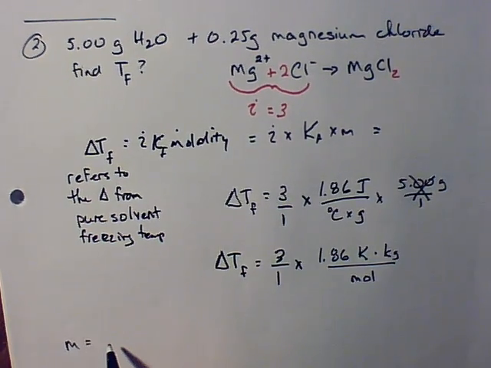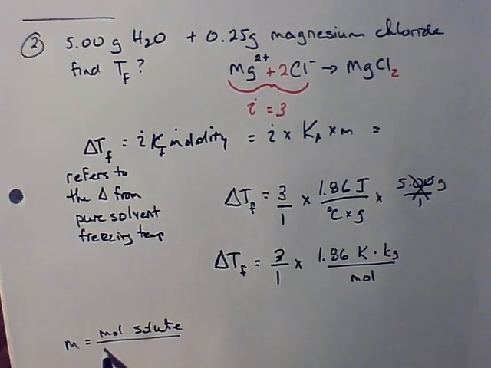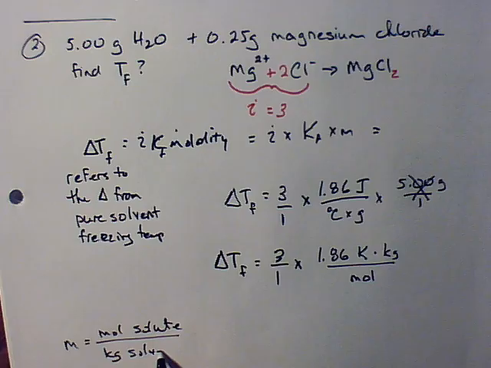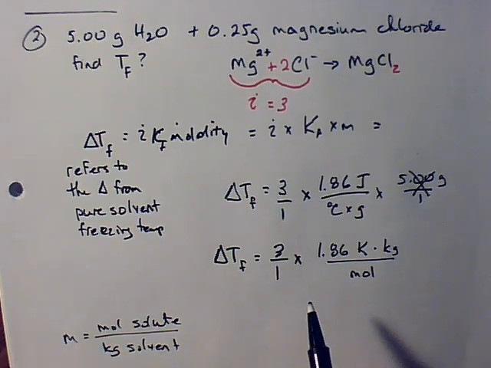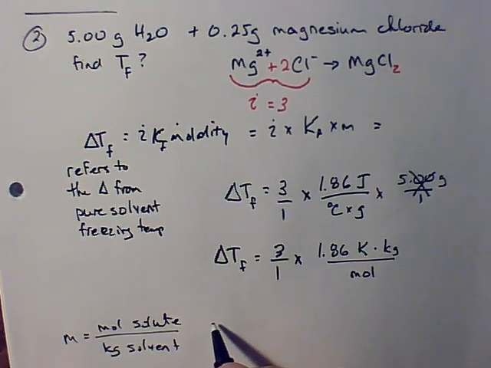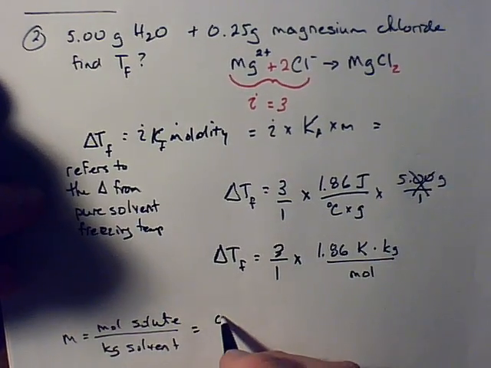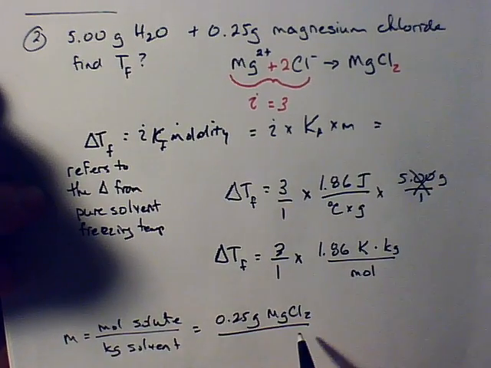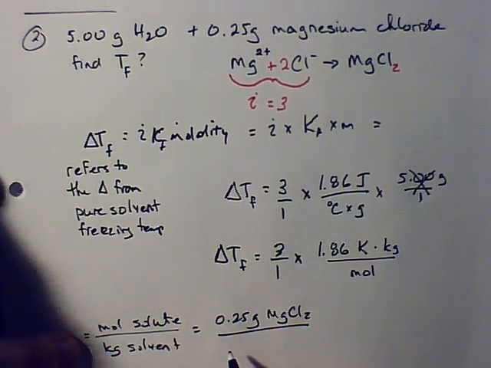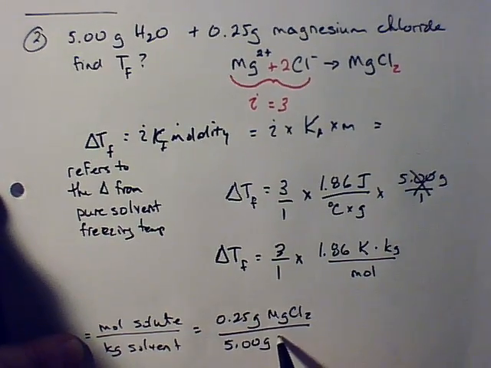Molality. Molality is moles solute over kilograms solvent. In our case, we have the solute is 25 grams of magnesium chloride, and this is kilograms of solvent. The solvent is water, 5.00 grams of H2O.